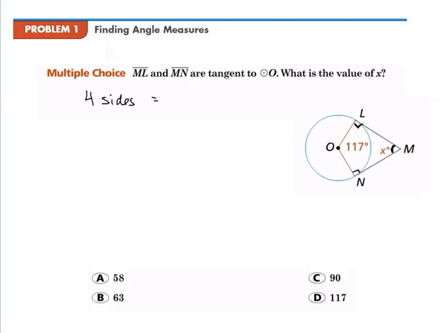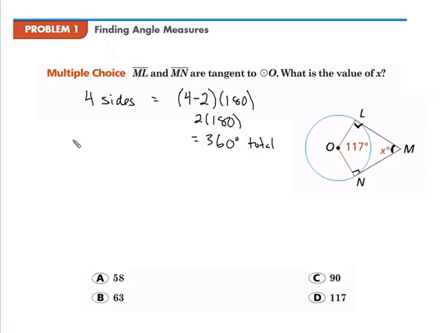So the relationship we're looking for is that, remember, if you take the number of sides, subtract 2, and then multiply that by 180, you get the number of degrees. So I took 4 minus 2 times 180, that's 2 times 180, or 360 degrees total. Okay, now in my quadrilateral, I already know 3 of the angles. I know angle L is 90, I know angle N is 90, and angle LON is 117. So all I've got to do now is find angle X.